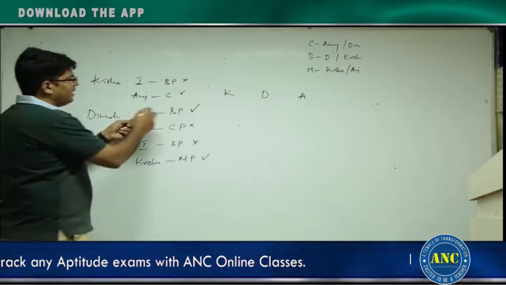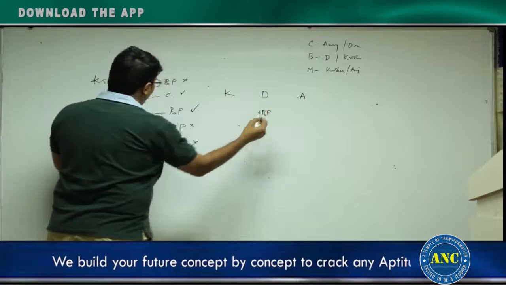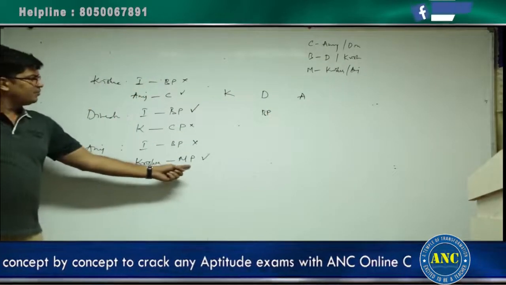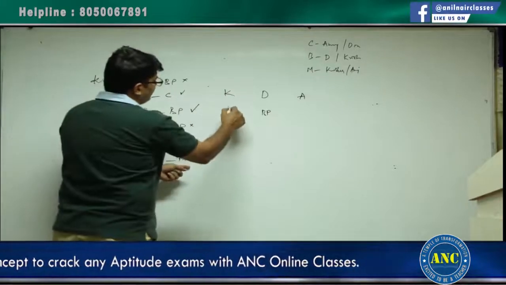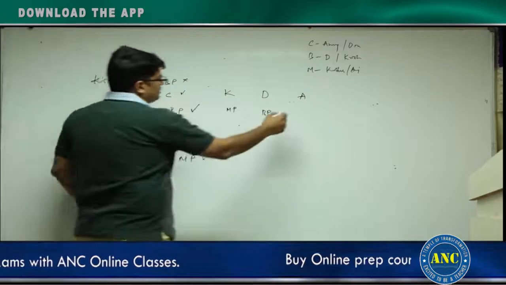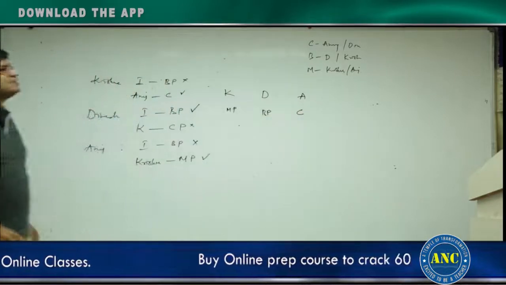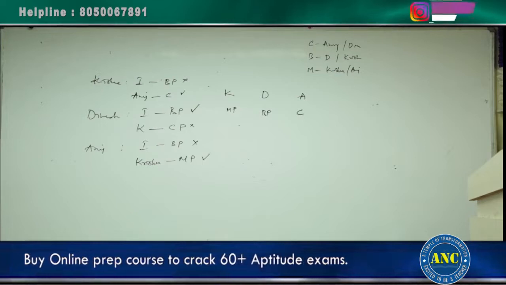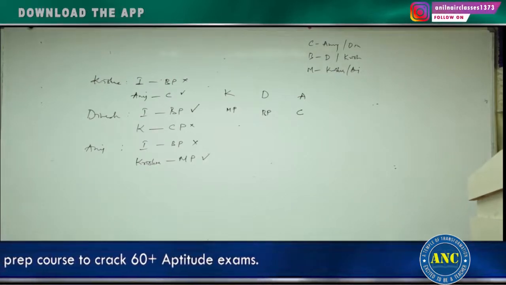Dinesh says, I am a biology professor. Arjun says, Krishna is a maths professor. And Anuj is a chemistry professor. That's a perfect answer. That's it. You're done.